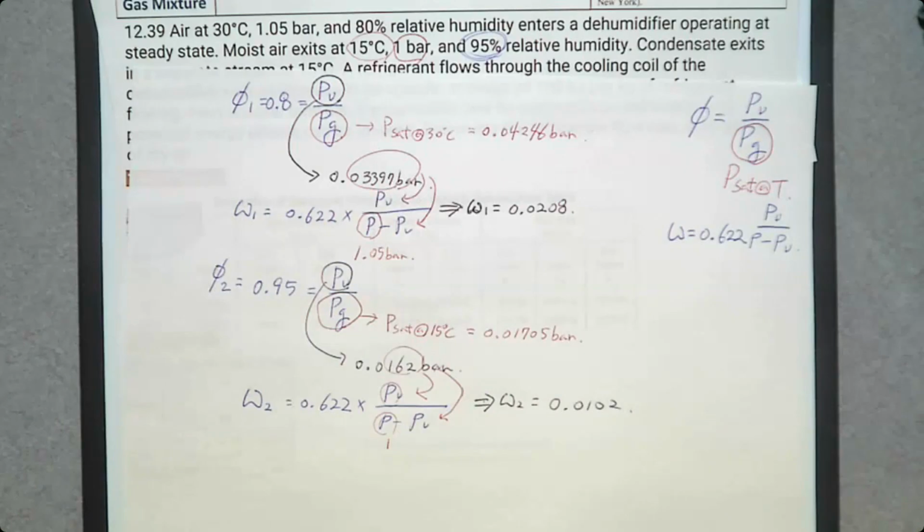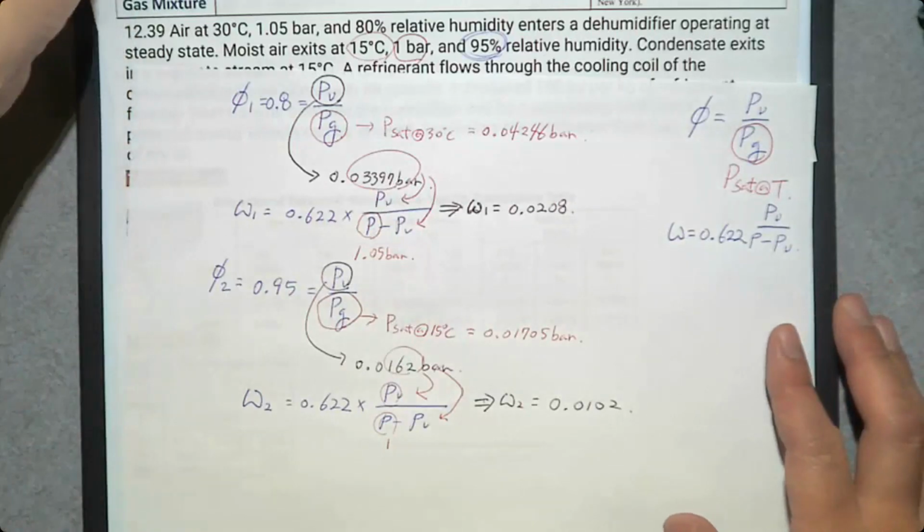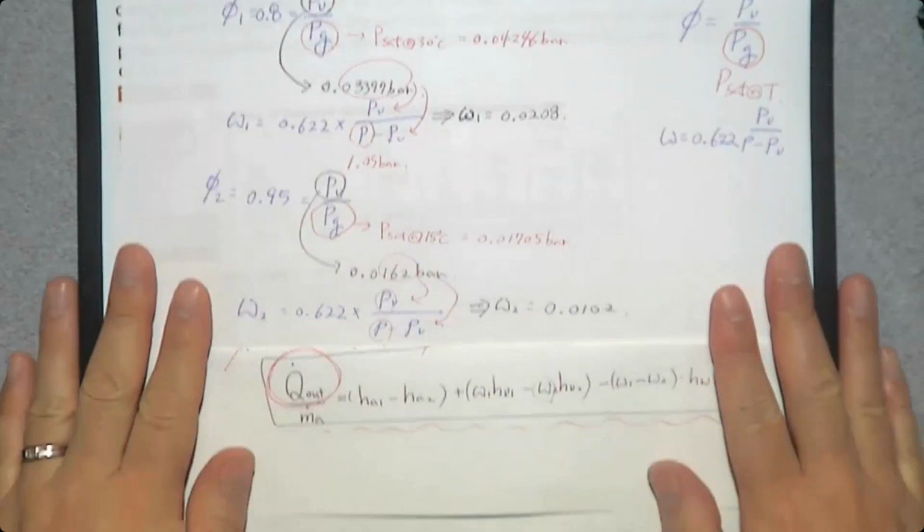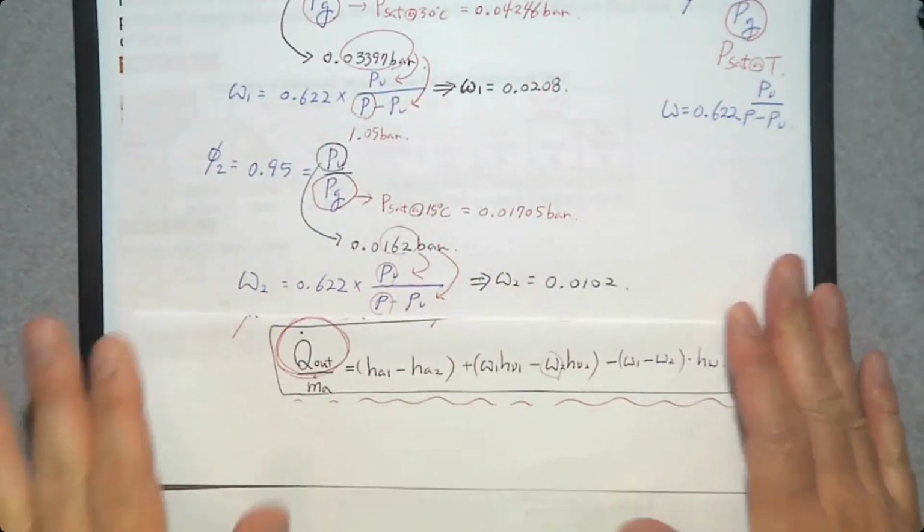Any question up to here? It's not difficult, right? The information given in the problem is relative humidity, but whenever you use the energy balance equation, you need humidity ratio. So what we did is just convert the relative humidity values to humidity ratio values, omega 1 and omega 2. Once you find omega 1 and omega 2, now you can apply the energy balance equation. Where is that energy balance equation? Right here.